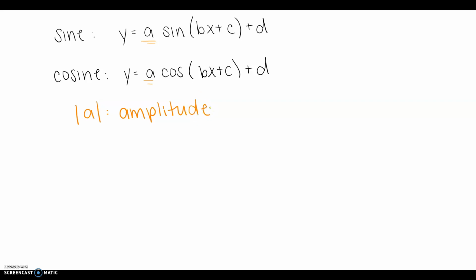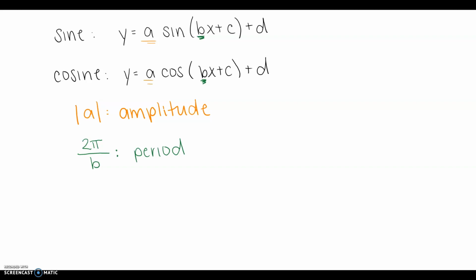Alright, so then the next thing we're going to talk about is the period. And the period comes from that b value. So 2 pi divided by b will give us the period. For now, we're not really going to care about C. We'll focus on that on Monday.